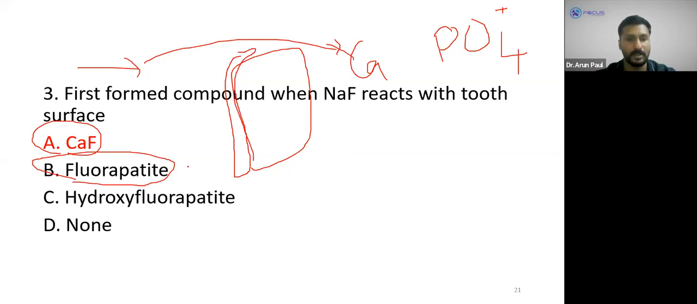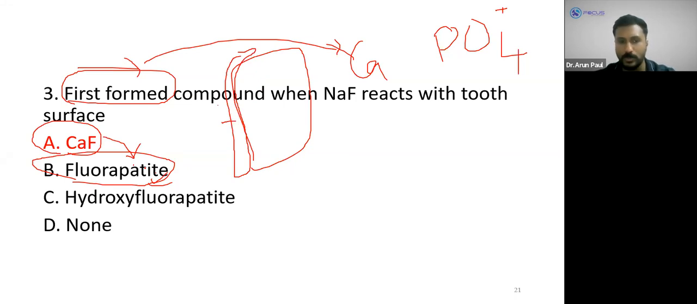Fluorapatite is the final product. It's the most desired and final product which is formed. Again, the first is calcium fluoride. When this calcium fluoride reacts again with the hydroxyapatite of the tooth surface, it forms fluorapatite. So the question was, what is the first compound formed, not the final compound. If it was what is the most important or major or desired compound formed when fluoride reacts, it is fluorapatite.